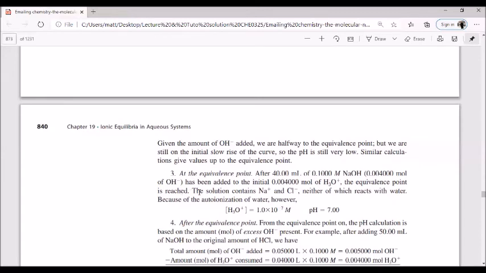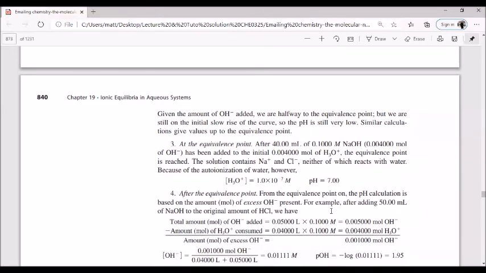So now what is present in the solution is sodium ion and chloride ion. Neither of them has significant strength to react with water. So because of that, now it depends on the water itself. Water undergoes auto ionization, producing a hydronium ion concentration of 1.0 times 10 to the negative 7. Therefore, the negative log of this gives pH equal to 7. Okay, I hope this is clear.